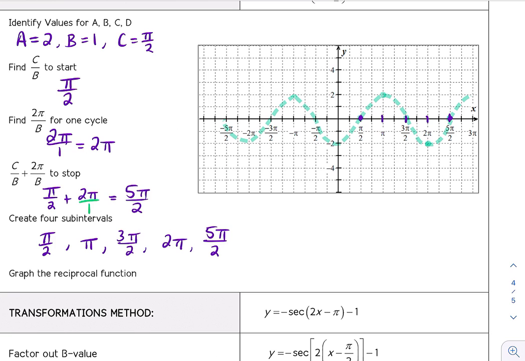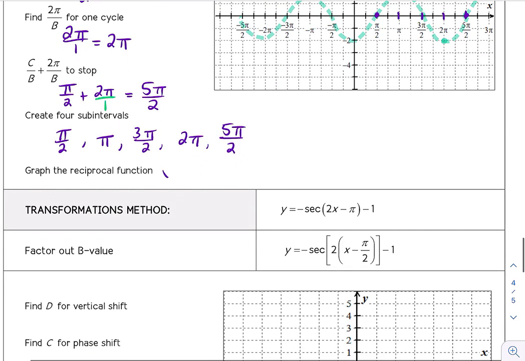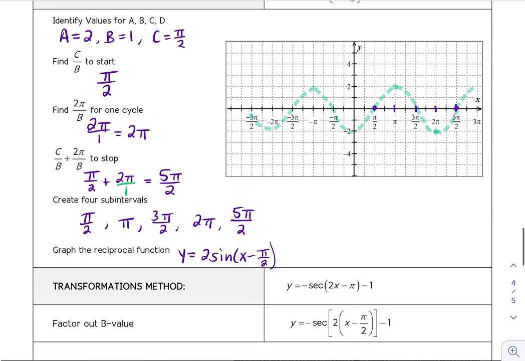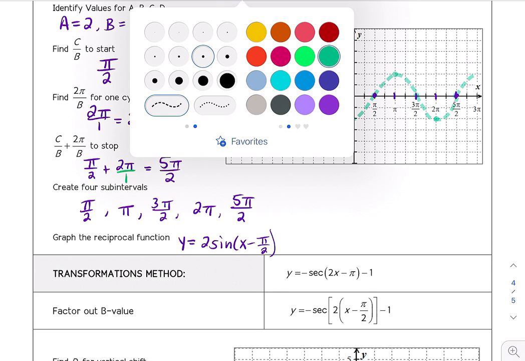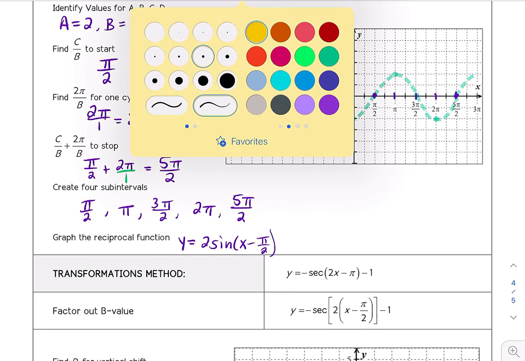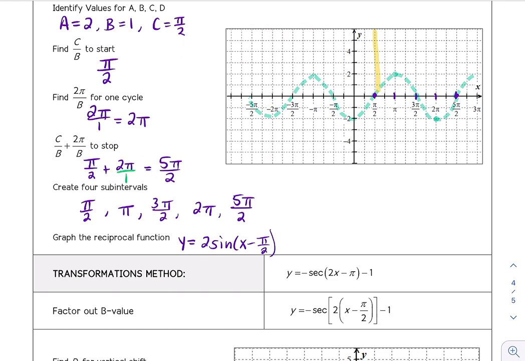And so now, after we have graphed our reciprocal function, which is y equals 2 sine of x minus pi over 2, that was pretty easy. So now all we need to do is invert this. Remember, wherever it crosses the x-axis is now going to be an asymptote. So we will have vertical asymptotes at all of our values that are odd multiples of pi over 2 here. So 3 pi over 2, 5 pi over 2, negative pi over 2, negative 3 pi over 2. Oops, I missed it. Move that over. And then negative 5 pi over 2.